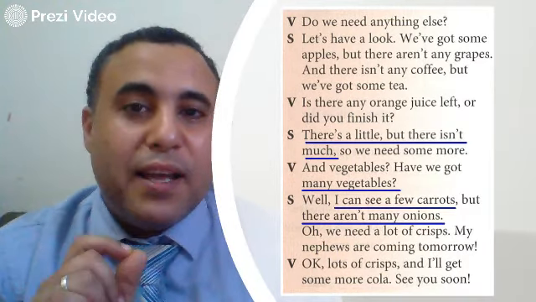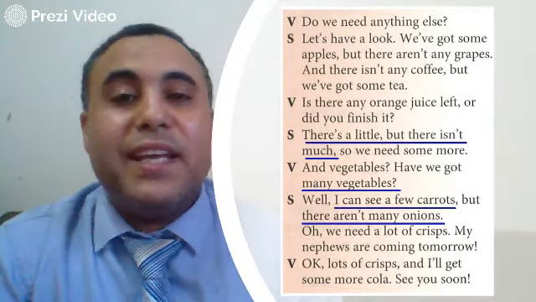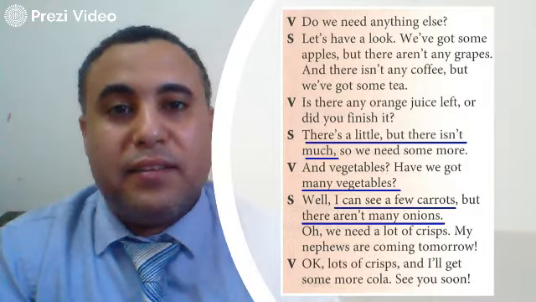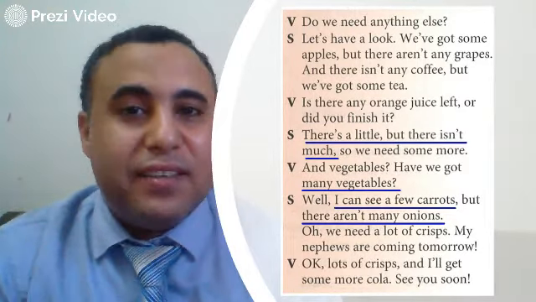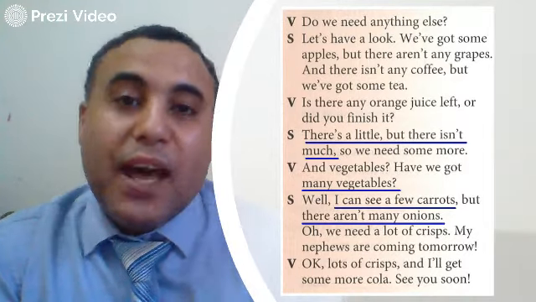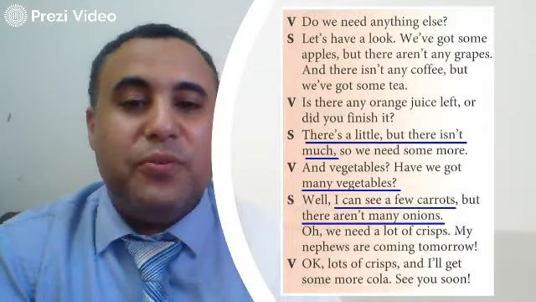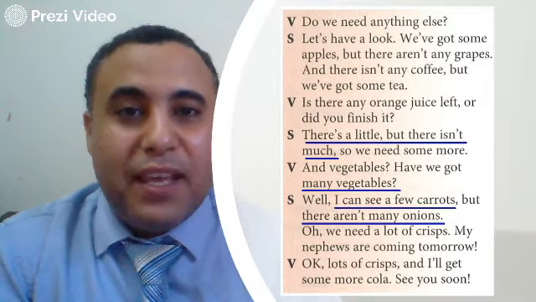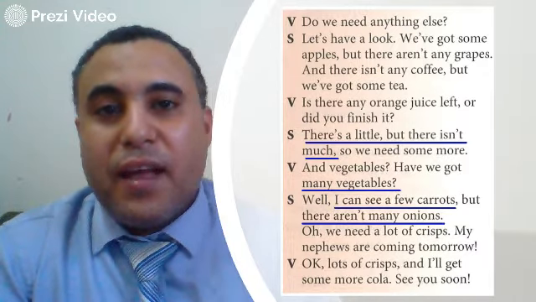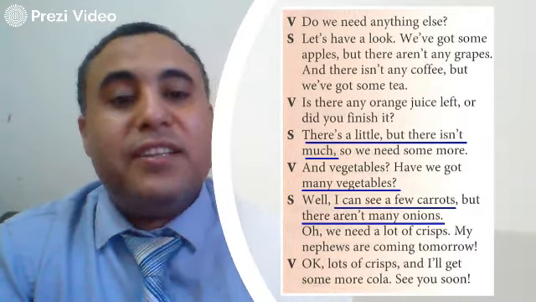We use a little and much with uncountable nouns. We can say much orange juice, much milk, a little orange juice, a little coffee. But with countable nouns, we use many and a few. You can say many carrots, many onions, a few eggs, a few apples. Let's check more examples.